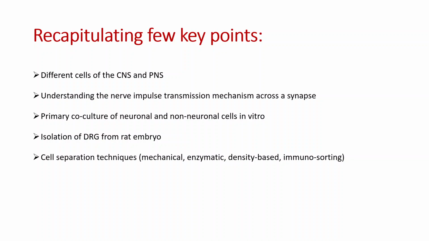Further, we have discussed in this week's lectures the primary co-culture of the neuronal and non-neuronal cells in vitro and how it can help us in understanding the mechanism or the basis of several neurodegenerative diseases. Then we have seen the procedure for how we can isolate the DRG, or the dorsal root ganglion, from the rat embryo. Next, we have discussed several cell separation techniques, which are the mechanical, enzymatic, density-based, and the immunosorting techniques, by which we can separate the several neuronal and non-neuronal cells from each other. We will discuss what each of these are in our upcoming slides. So let's move on to our next slide.